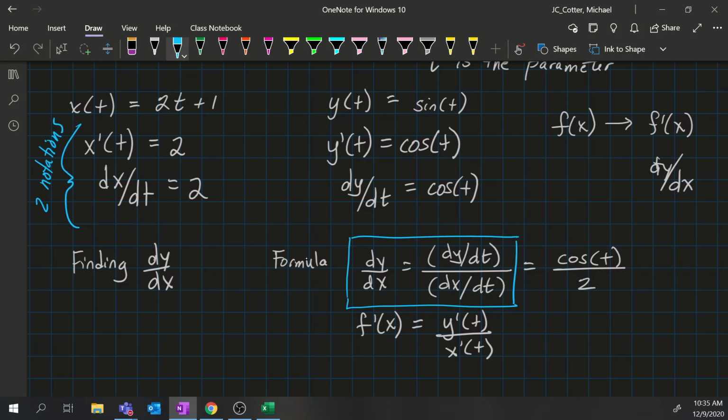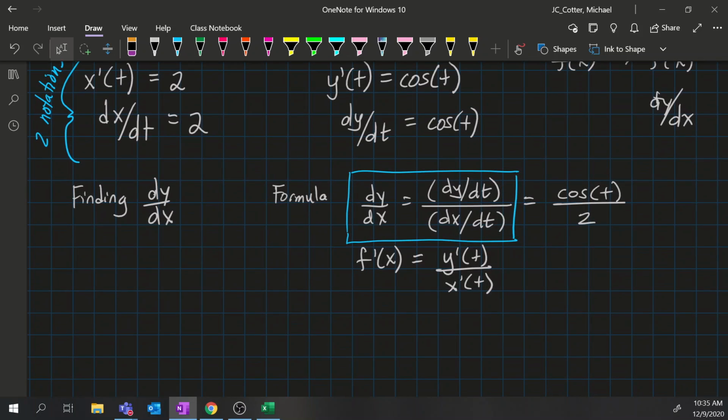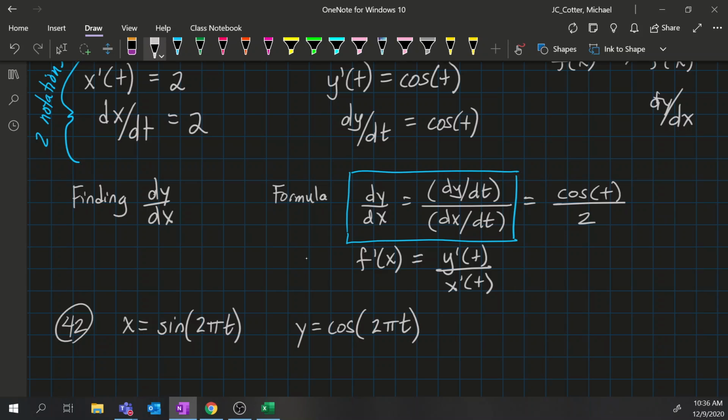So we're going to do 42, okay? So 42 gives you x equals sine of 2 pi t and y equals cosine of 2 pi t. I think we actually did this one already. So what I'm going to do here is change the t value slightly just to make this a different problem. And we're going to make t equals pi over 3. Okay? No, that's not good. Let's do t equals pi over 12. Yeah, that's good.